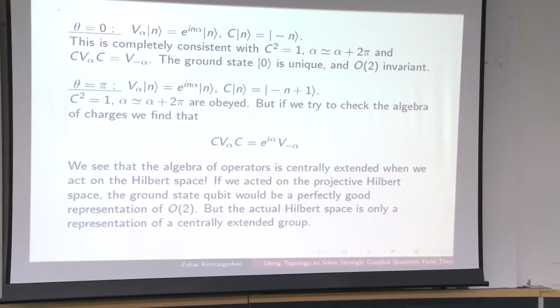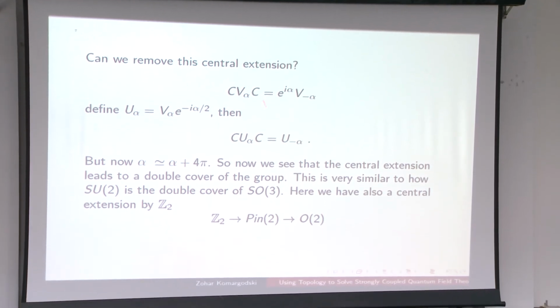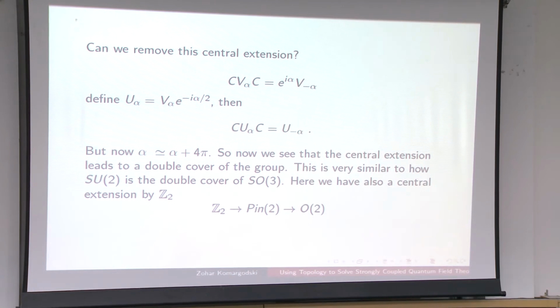So let's do the analysis a little bit more carefully now. So we found this weird modification of the O2 group relations. And the first question you might want to ask is, can we get rid of it? Is it really necessary? Can we get rid of it by some change of variables, rephasing what we call the wave functions, or redefining what we call the charges? So you try to get rid of it.